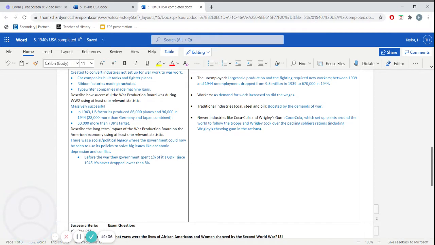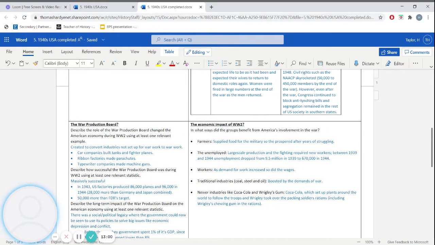An example to support this: before the war, the government spent 1% of its gross domestic product on its army. But since 1945, it never dropped lower than 8%. So that shows that there was a change in the way that the government saw the importance of military spending.